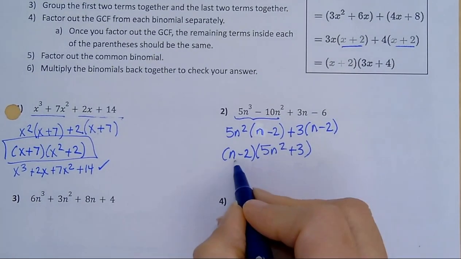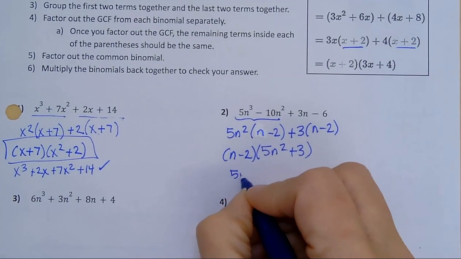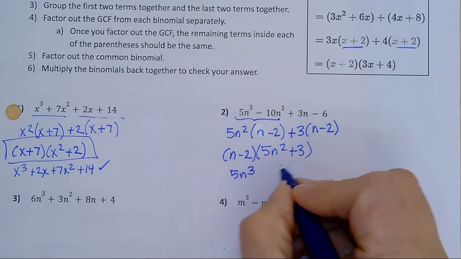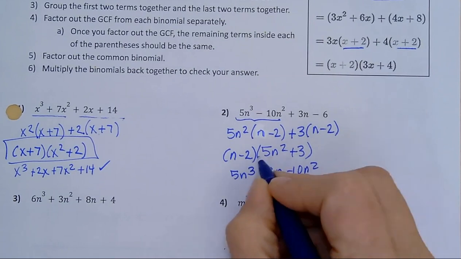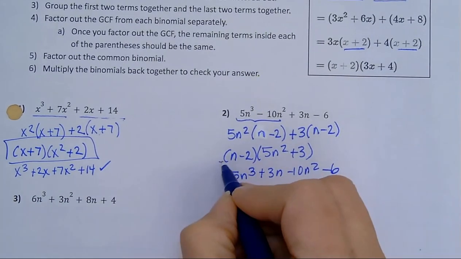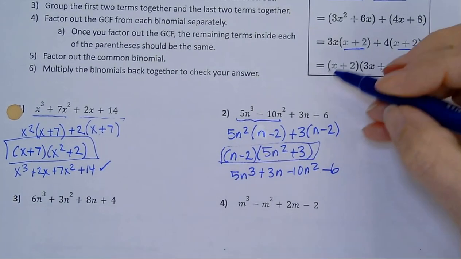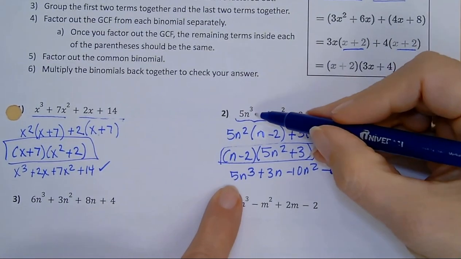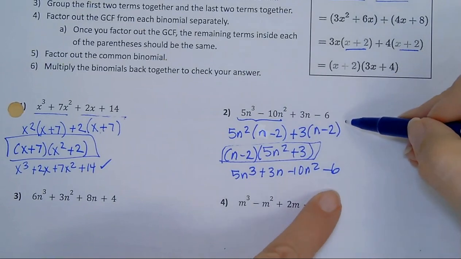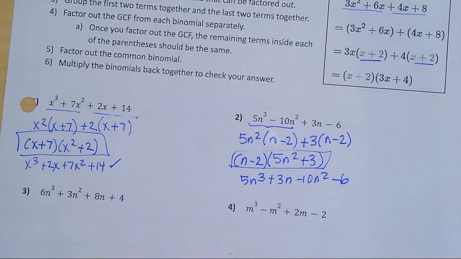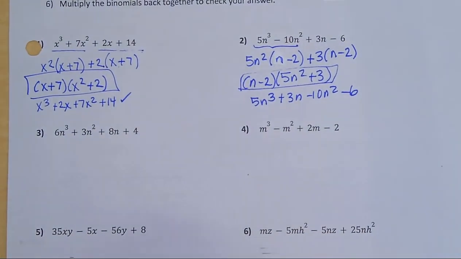You can check your work. n times 5n squared is going to be 5n cubed, and then outer is 3n, inner is negative 10n squared, and last is negative 6. So I know it's going to be out of order because I'm not in descending order, but I have 5n cubed plus 3n minus 10n squared minus 6. That worked.